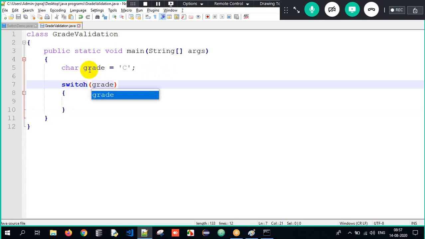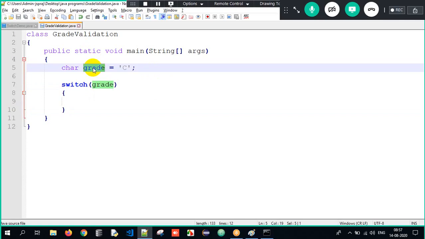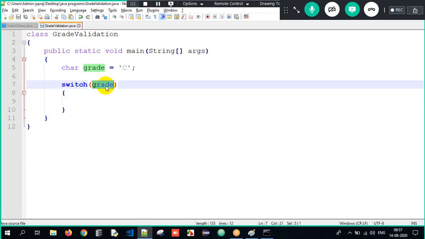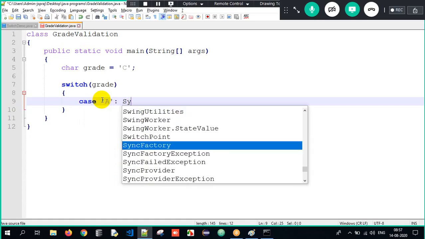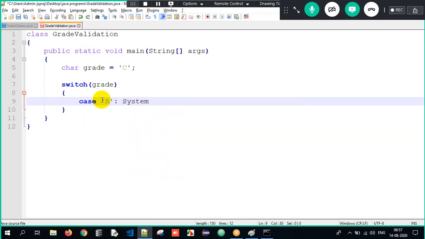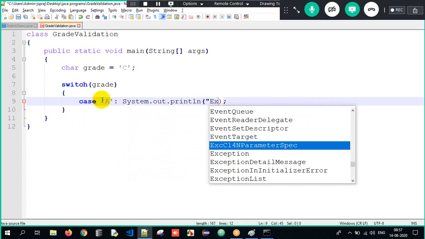The choice is not a predefined variable. Whatever variable I consider, the same variable I need to pass here. It's not that we always have to give it as choice. No, not like that. So here I'll start the comparison process. How do you compare here? Cases. Case A: if it is A grade, what am I supposed to do here? I have to print System.out.println. I will give it as excellent.